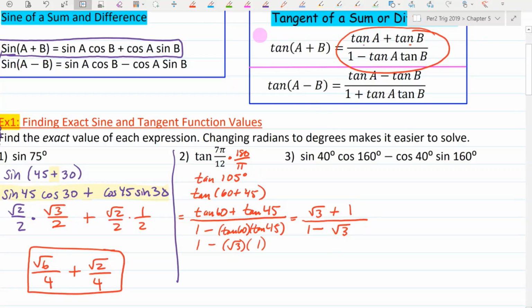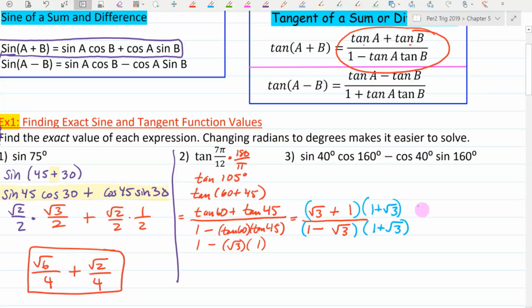So for the most part, you're always going to get to this point, and then you're going to get rid of the radical in the denominator by multiplying by the conjugate. Once we're here, the rest of it is just simplifying. Okay, so we're going to multiply top and bottom, use parentheses, by the conjugate of the bottom.